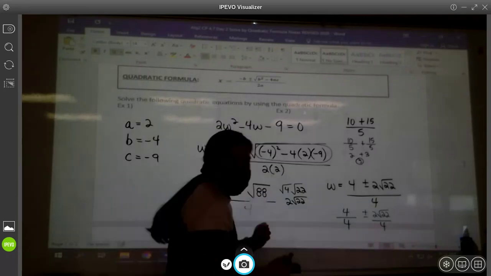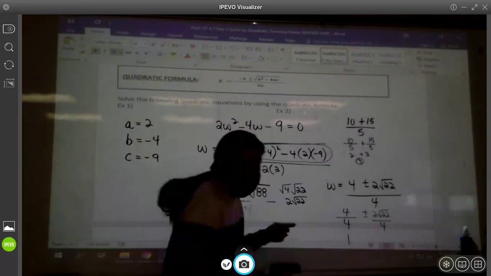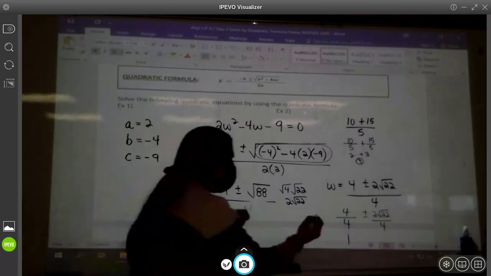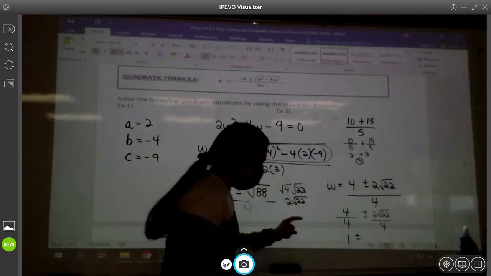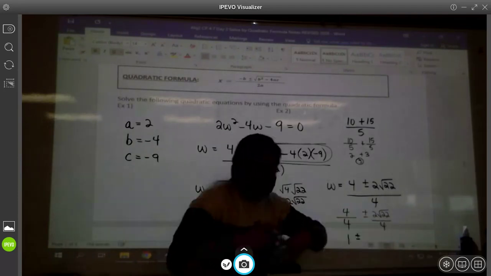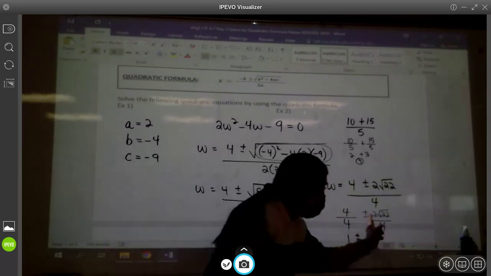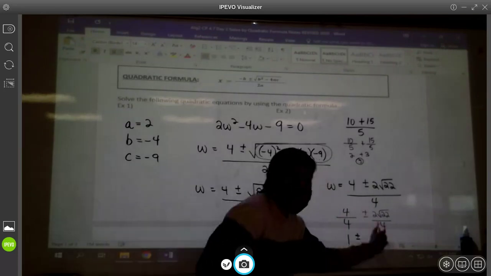So guys, what's 4 divided by 4? That's 1. That's a whole number. That's not even a fraction anymore. And then I'm going to get plus or minus. The number under the square root we can never get to, right? But I can reduce the number in front and the number on bottom.